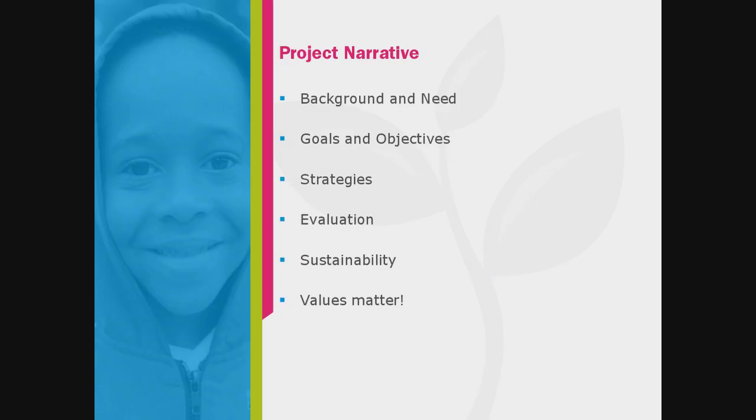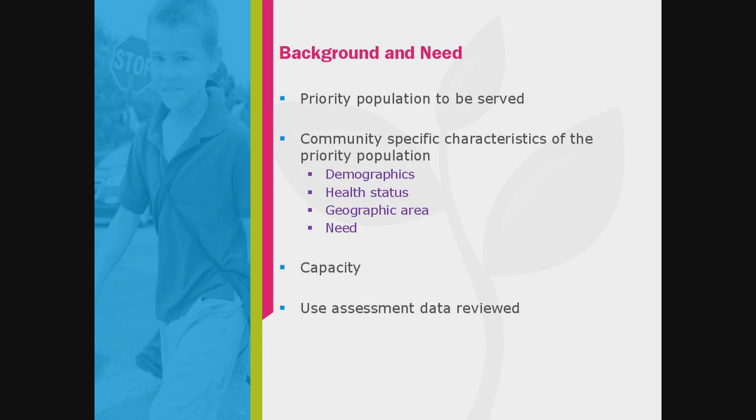So the project narrative. This is the largest section within any grant application. So it's going to talk through background and need, goals and objectives, strategies, evaluation, and sustainability. And values matter within the project narrative and within the entire grant application because you want the values that you're proposing within your application to match the values of the agency that is offering the funding. So now we're going to look at each of these sections within the project narrative.